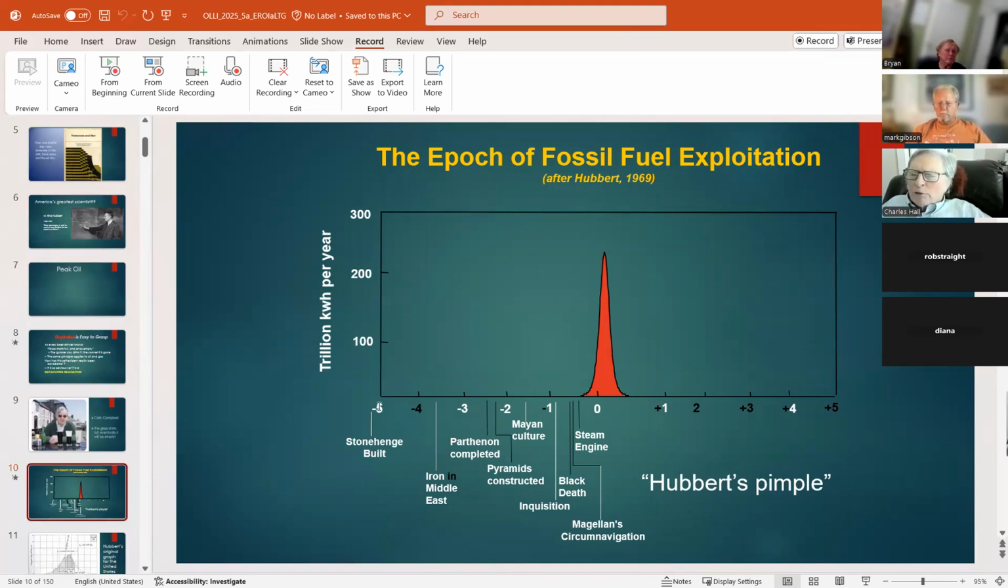Here's where Stonehenge was built. The Parthenon completed halfway up there. Pyramids constructed. Mayan culture. Here's where the steam engine was first produced in about 1750. And here is the exponentially increasing and then inevitably exponentially decreasing other side of the curve. And some people call it Hubbert's pimple.